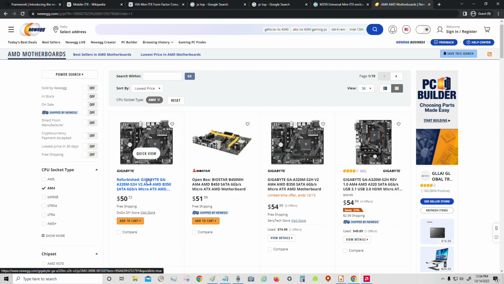Now, the most common size I would say would probably be micro ATX. They do sell ATX too, of course, so I would say those are the two most common ones.